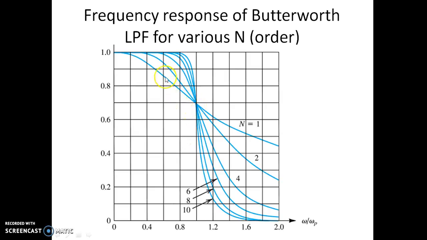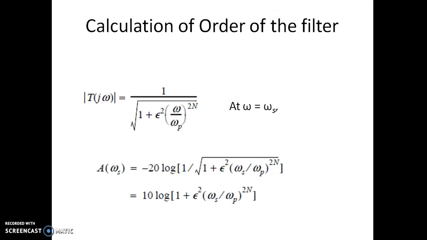It is surprising to see that all the orders of the filter, from 1 to 10, pass through the same point of magnitude 0.707 when omega by omega p is equal to 1. So let us try to design a filter. Let us try to see the different equations required to design a filter.